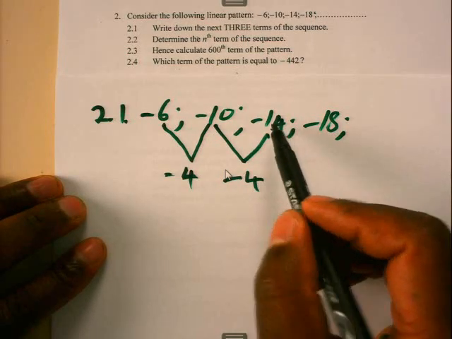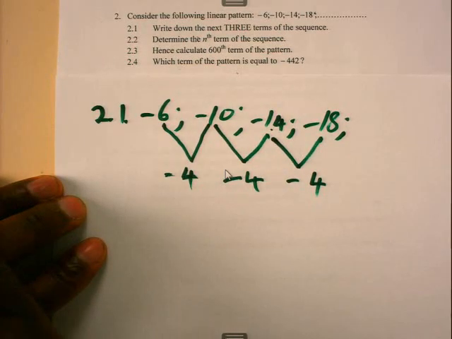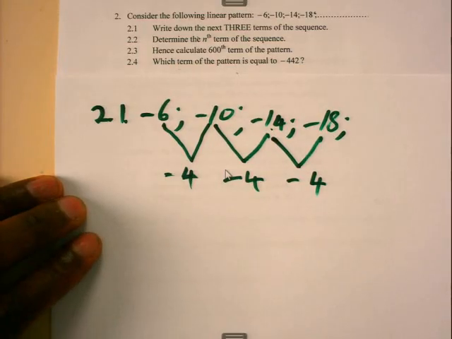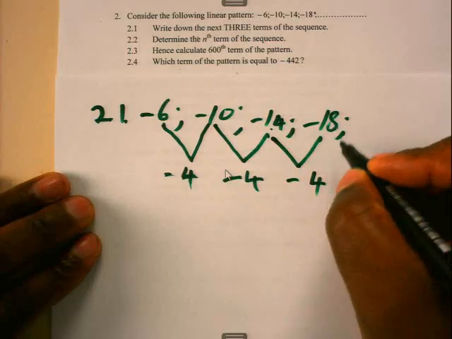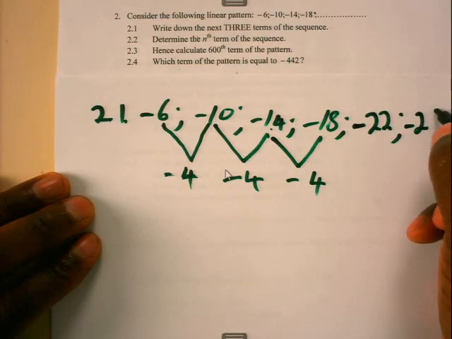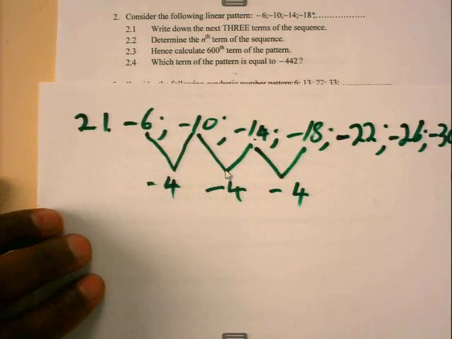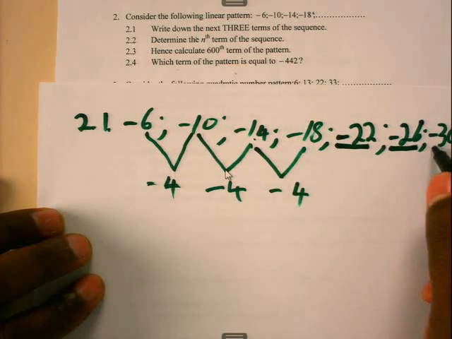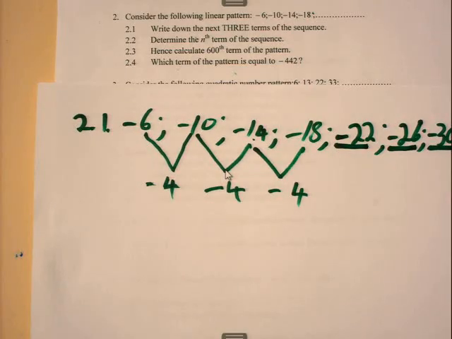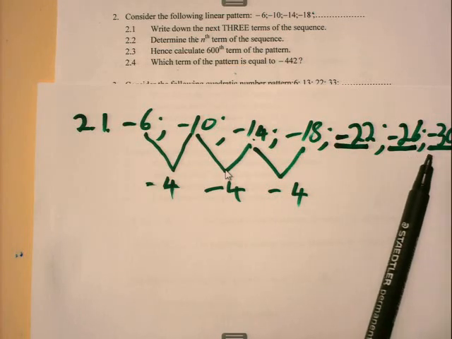-18 subtract -14 still gives -4. So the common difference, the first difference, is -4, and you just have to keep on subtracting 4. From -18, subtract 4 and you get -22. Subtract 4, -26. Subtract 4, -30. So the next three terms of the sequence are -22, -26, -30. I hope you all managed to get it right.